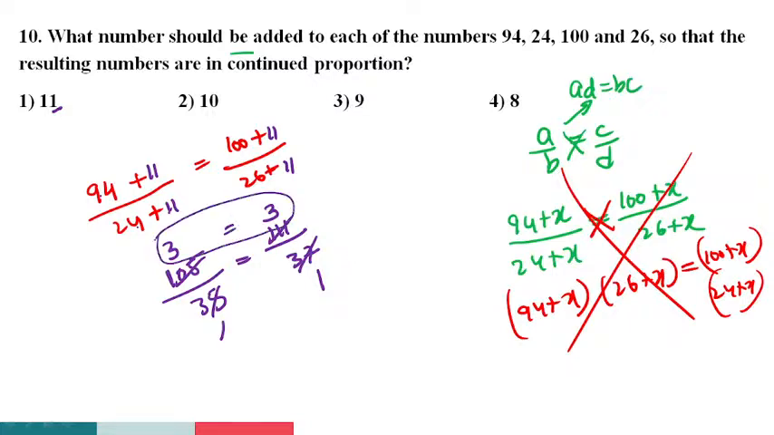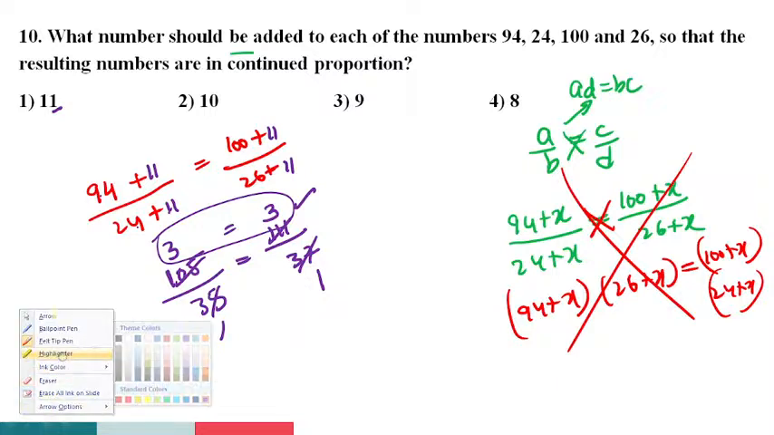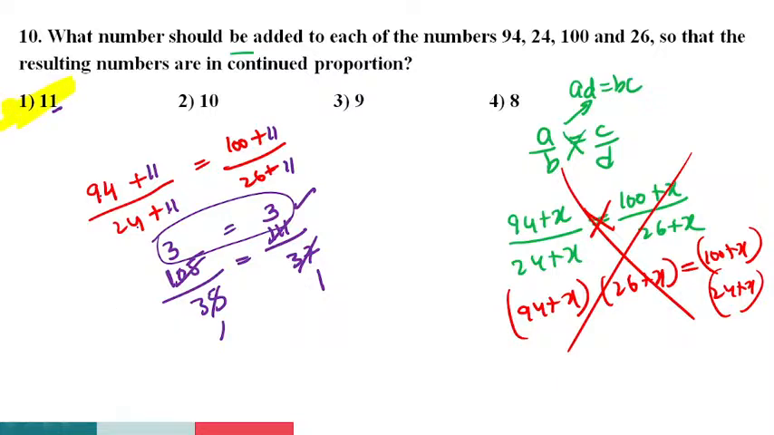3 is equal to 3, so is this a proportion? Yes, it is a proportion. Already you know, guys, here. Proportion means two ratios are equal is called the proportion. The proportion formation is AD is equal to BC. So the first option is satisfied, so that's why the first option is the right answer. 11 is the right answer. Clear and all of you?